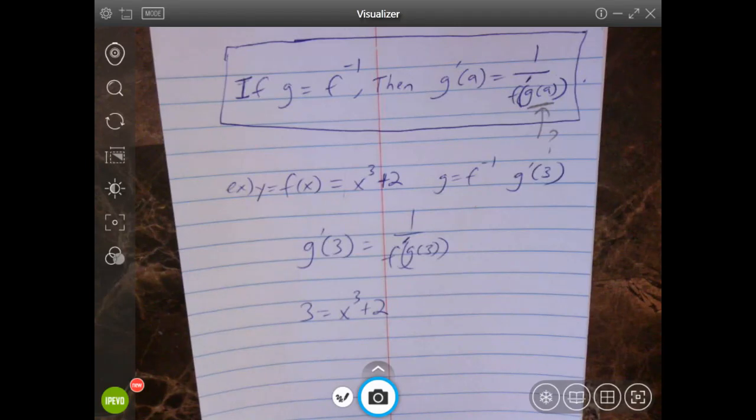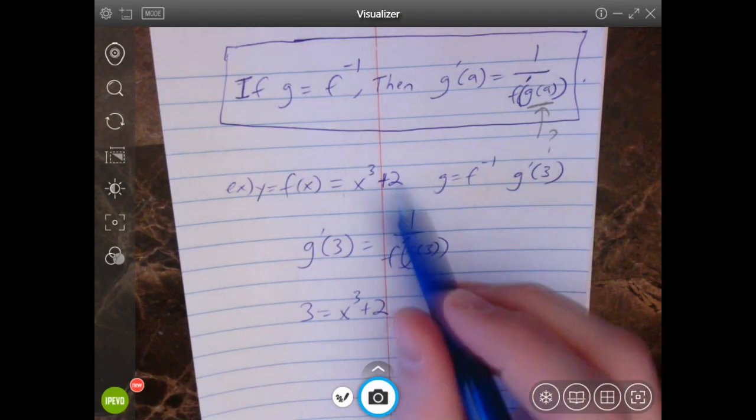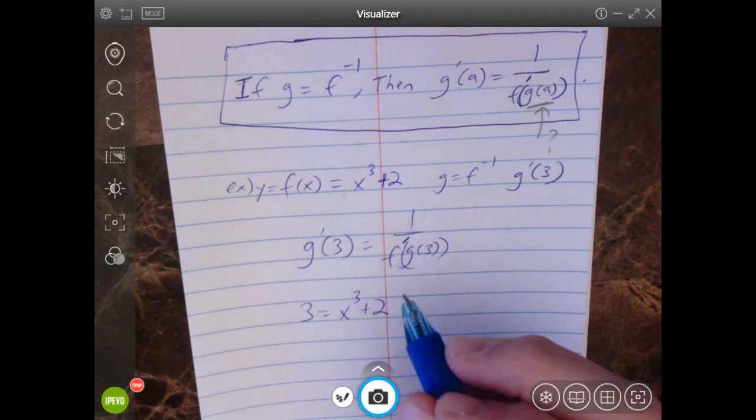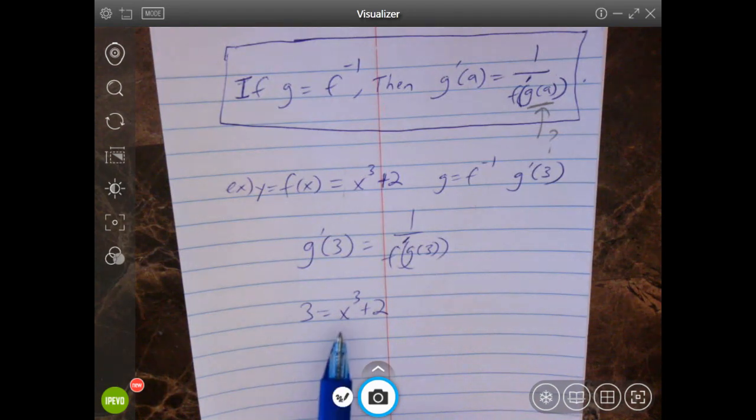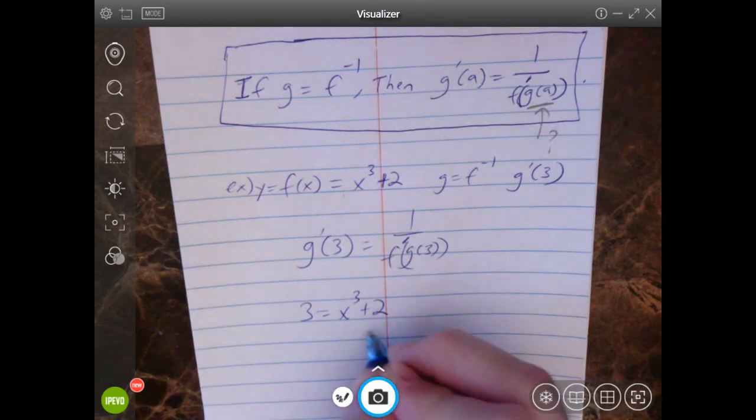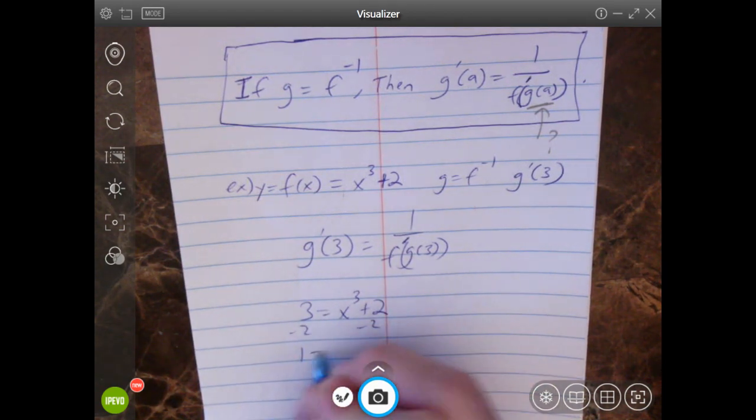Now, some of these you probably could do just by inspection and be able to figure that out. But this is the algebraic way you would do it. And if for some reason algebraically you couldn't do it, you could graph these two and just see where they crossed. So we could just subtract the 2. So 1 equals x cubed.